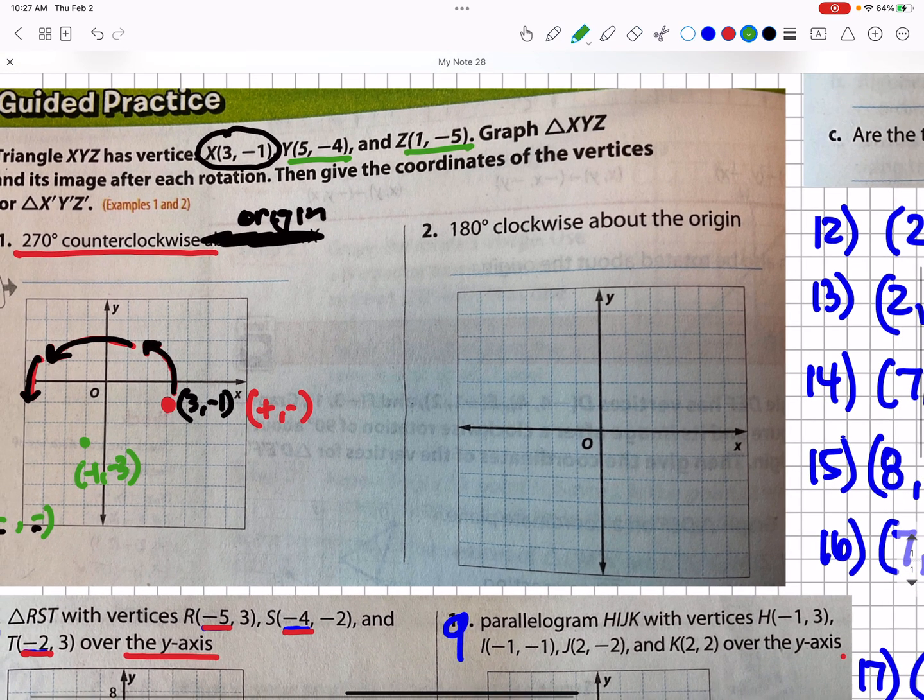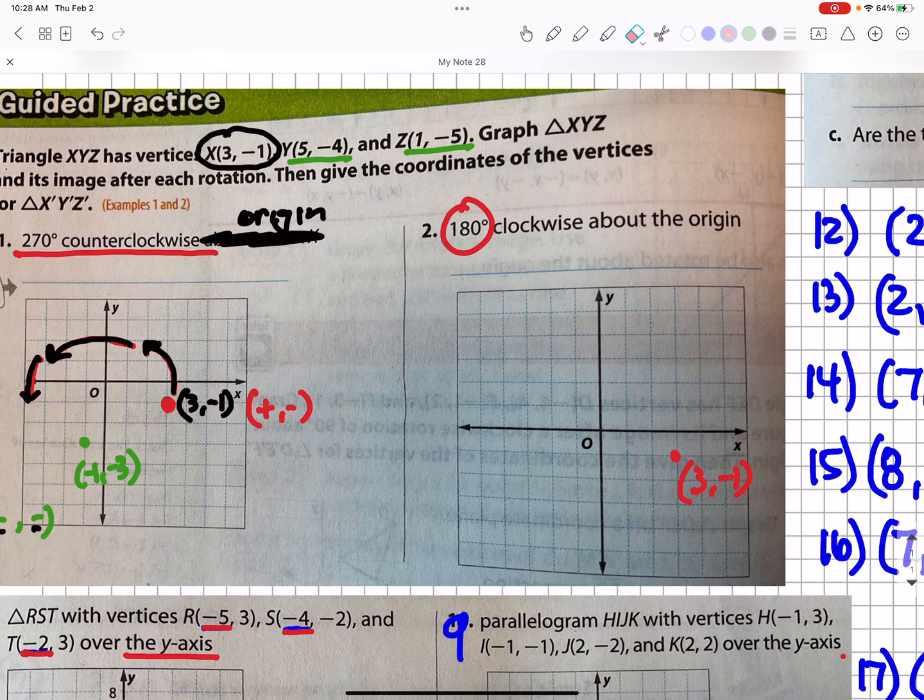All right, for this one, you're going to do the same thing. So you're going to start with the same point, 3, -1. And you're only going to go 2 neighborhoods. So 180 degrees is 2 neighborhoods. So we're going to go 1, 2 neighborhoods. So we're going to end up over in the opposite neighborhood.